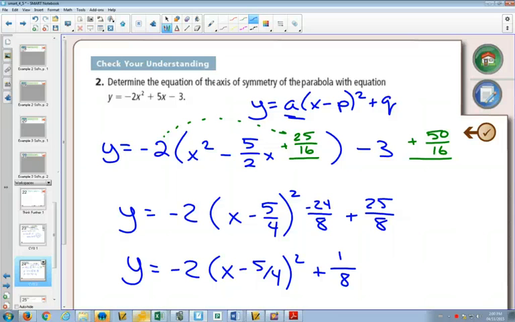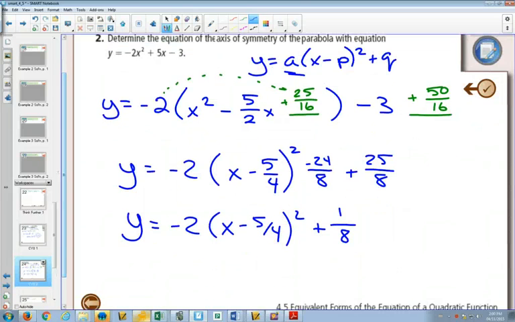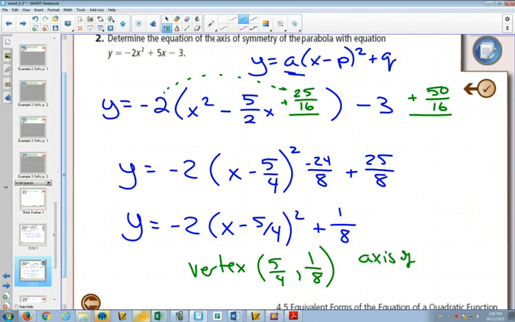so now that I have changed it to standard form, I can say what my vertex is. My vertex is going to be positive 5 over 4, comma 1/8. So my axis of symmetry will be x equals my x coordinate, 5 over 4.